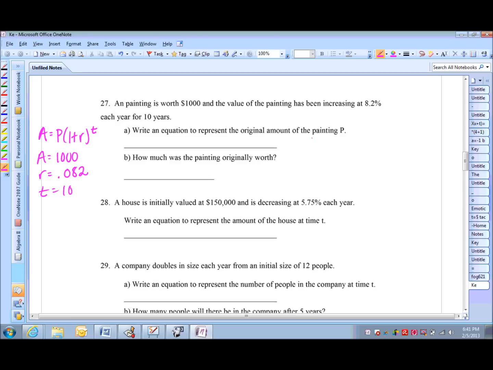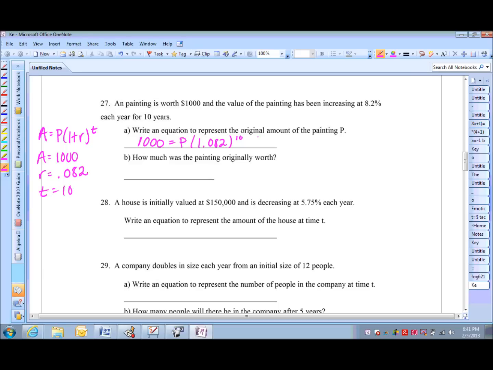So, if we were to write it, I would write it as $1,000, the amount the painting is worth now, is equal to the original amount times 1.082, 1 plus R, which is 1 plus 0.082, raised to the 10th power.